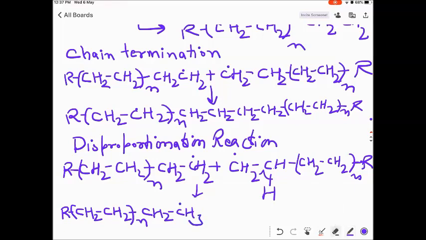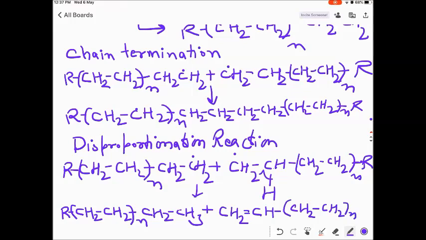So this is methyl, the final terminal CH2 radical is converted into methyl CH3, plus there will be a carbon-carbon double bond, that is a terminal carbon-carbon double bond in the other chain.